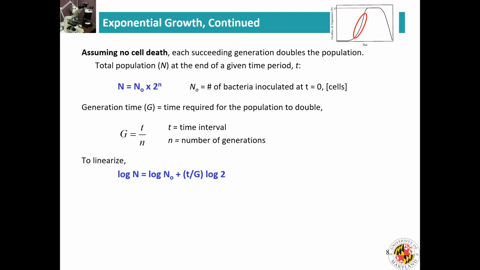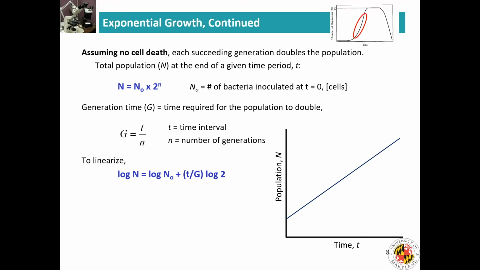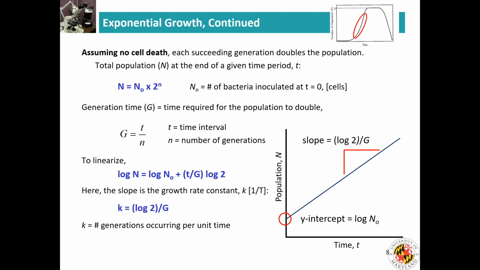So now if we want to linearize the top equation, we can take the log of these terms, and then we're going to have this graph here, which is linear, and we can calculate the slope of this graph, which will give us another parameter called the growth rate constant.